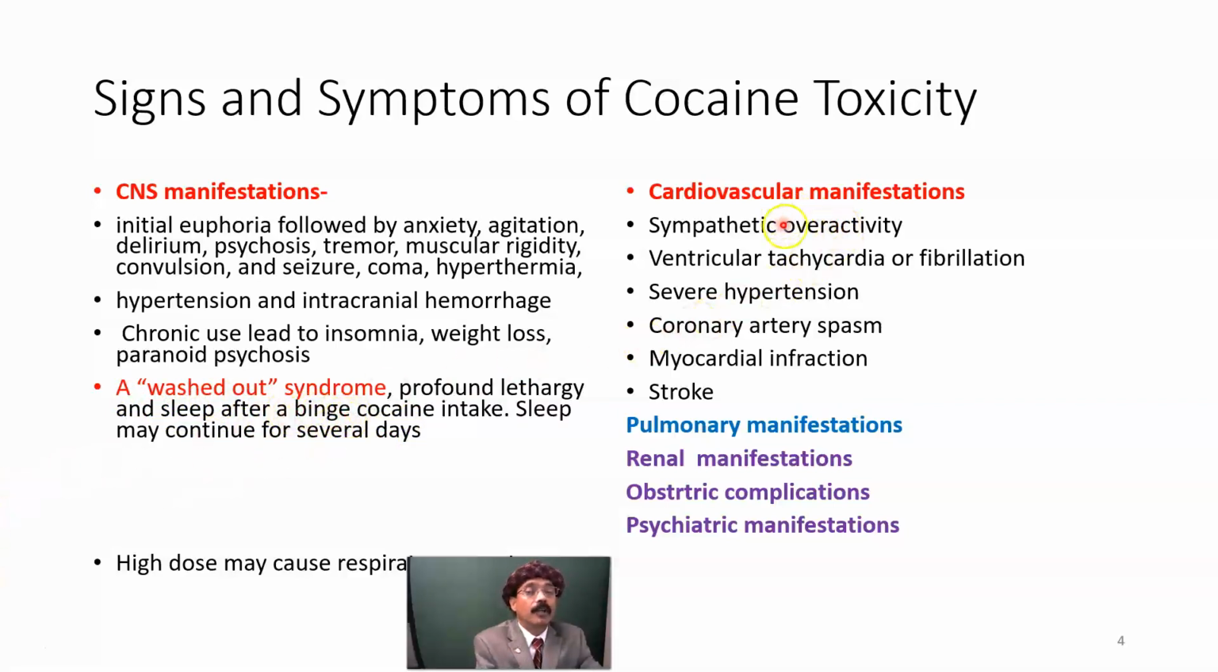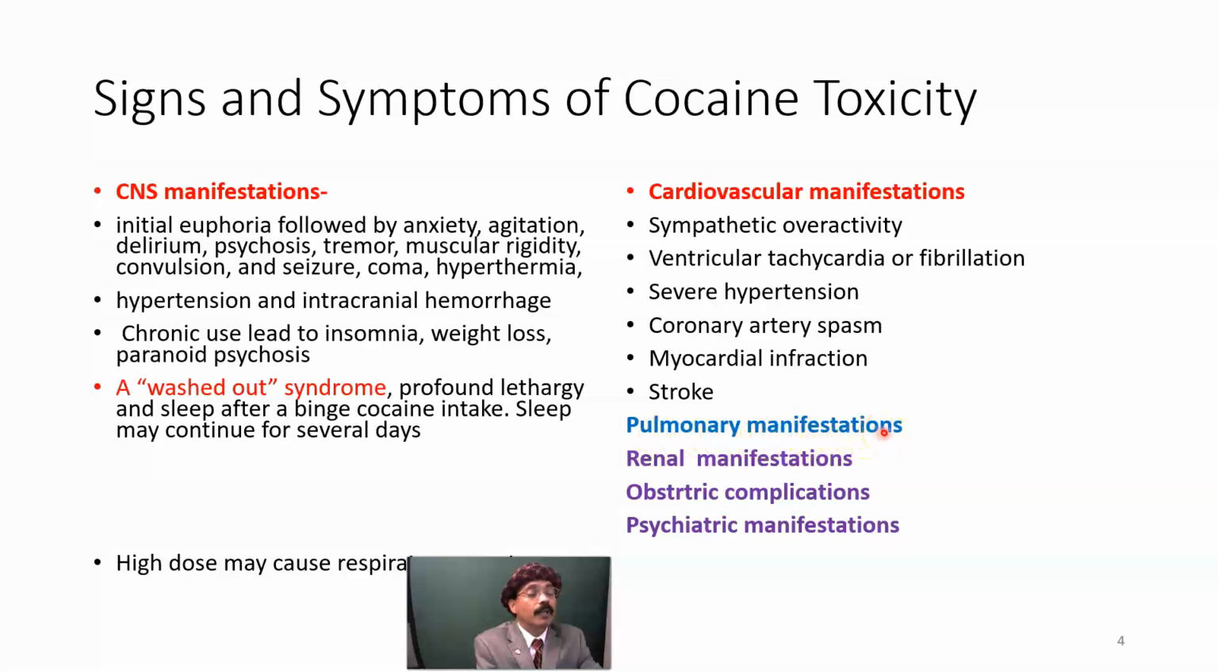What are the cardiovascular manifestations? Sympathetic activity. There will be pupillary dilatation, tachycardia, increased heart rate, and sweating. These are the features of sympathetic overactivity. There will be vasoconstriction, ventricular tachycardia, fibrillation, and severe hypertension that may lead to stroke or cerebrovascular accident, coronary artery disease, myocardial infarction, and stroke.